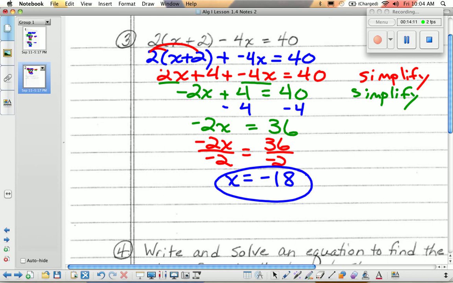I want you to, yourself right now, do a mental math check all the way back in the beginning of this problem. So before we even simplified, before we changed it to add the opposite, do a mental math, use your calculator, whatever, figure out if negative 18 is a good solution or not. Do we like it?